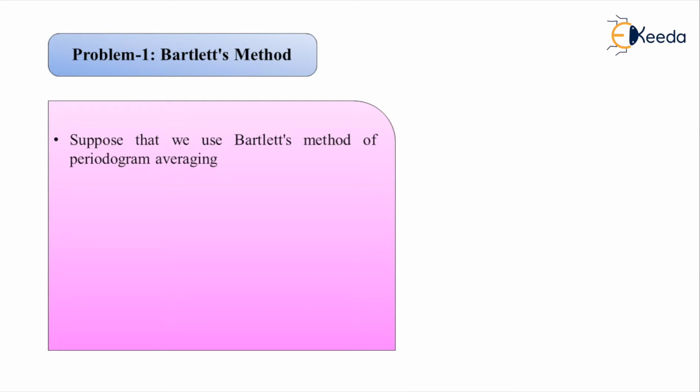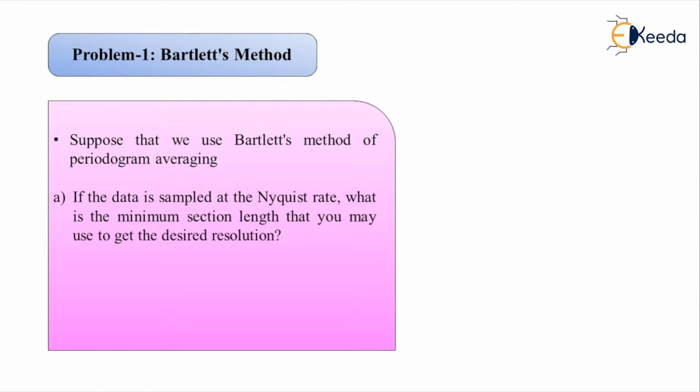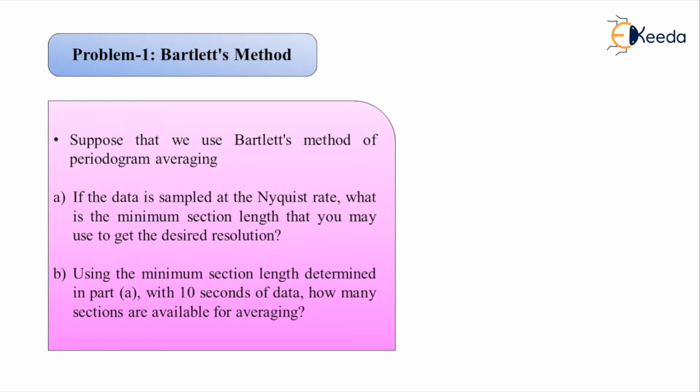Now we have been asked three tasks. Let us start with part A. Part A: if the data is sampled at the Nyquist rate, what is the minimum section length that you may use to get the desired resolution? After part A, we have part B: using the minimum section length determined in part A with 10 seconds of data, how many sections are available for averaging? This is the question in part B.